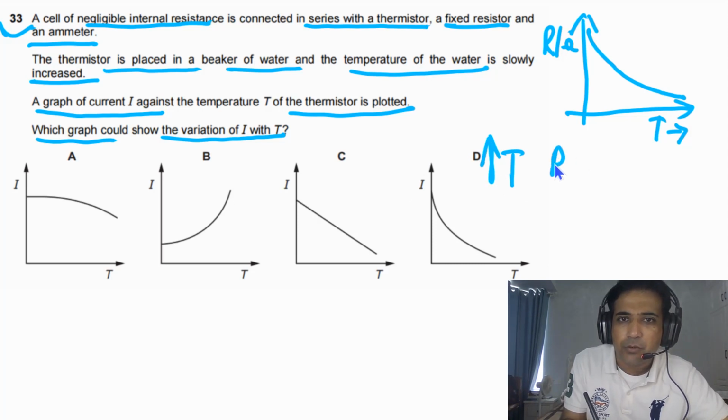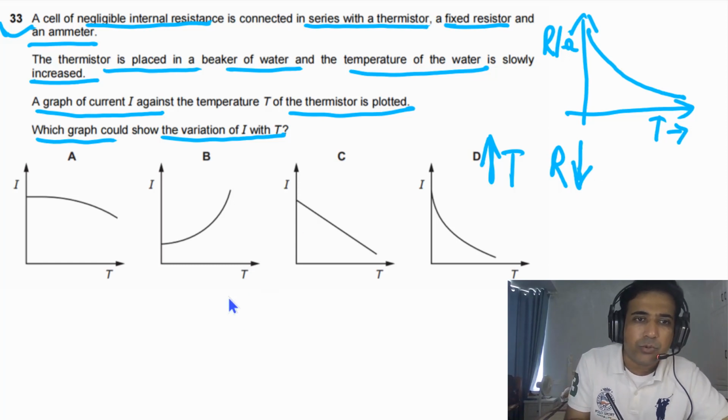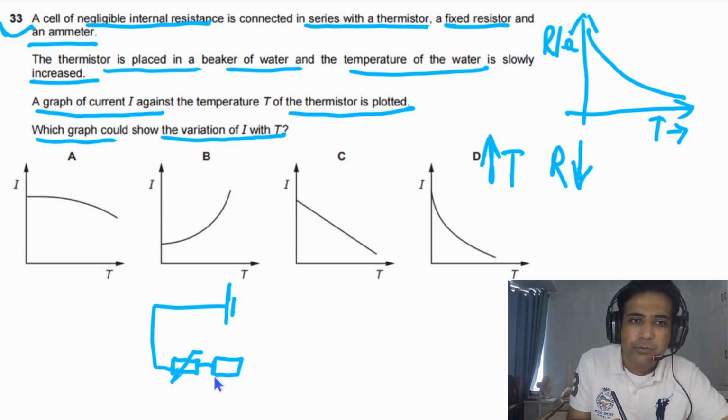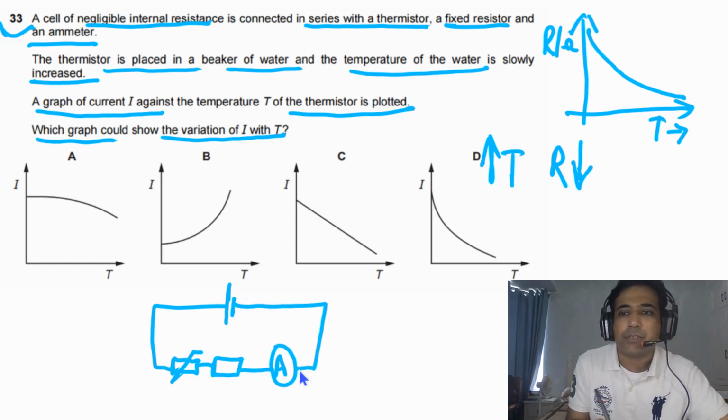So if temperature of thermistor is increased, it means resistance of thermistor will decrease. We can also sketch the circuit. So here we have a cell and we have a thermistor. It is given to us a thermistor is connected, and we have a fixed resistor that is connected here, and it is also given to us an ammeter is connected in series.